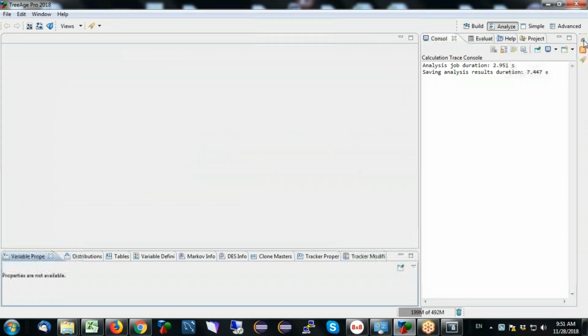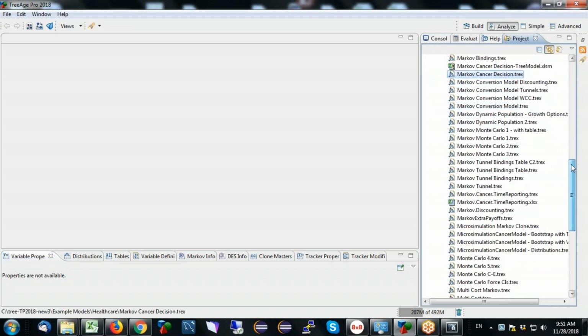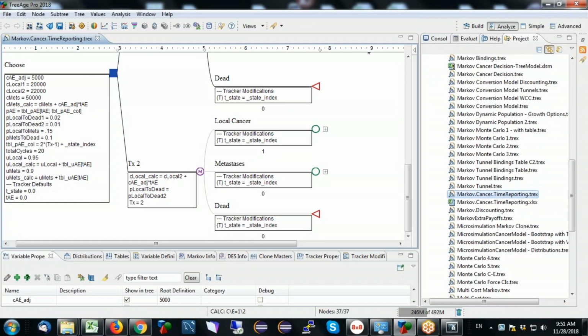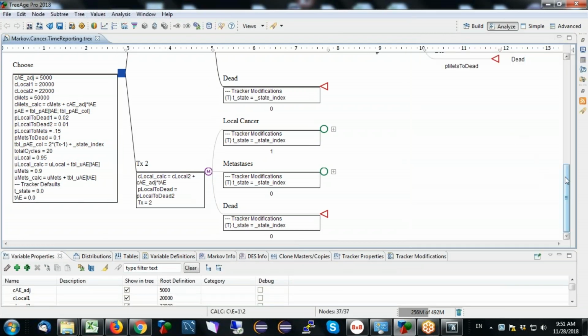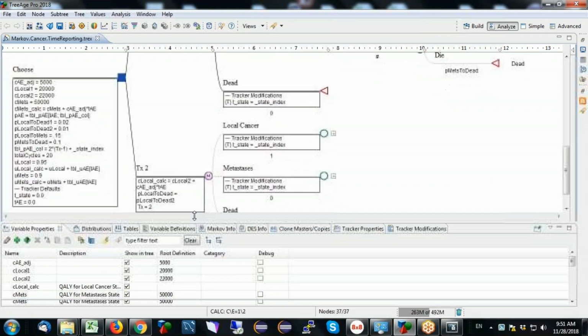And I'm going to open up a different model, which is the Markov cancer reporting. Again, you have all these models available to you. So I'm going to open up this one. And we're going to focus on one of the calculations in here that's a little bit more complicated than anything we've seen in the prior models, specifically this probability of an adverse event. And all you see is PAE because the details of that calculation are in the variable definition, which I'll show you now.